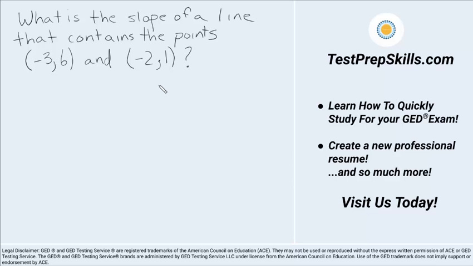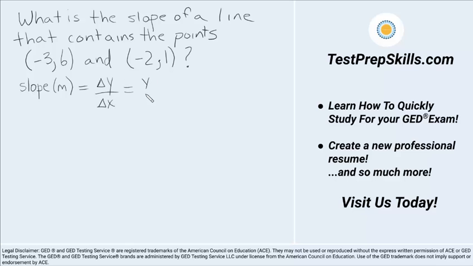Okay, when I want to solve a problem like this, the first thing I want to do is write down my formula. So what am I trying to find? I'm trying to find the slope. Slope can be represented by the letter m. And my formula is delta y over delta x, okay? Delta y is simply the change in y, and delta x is simply the change in x.